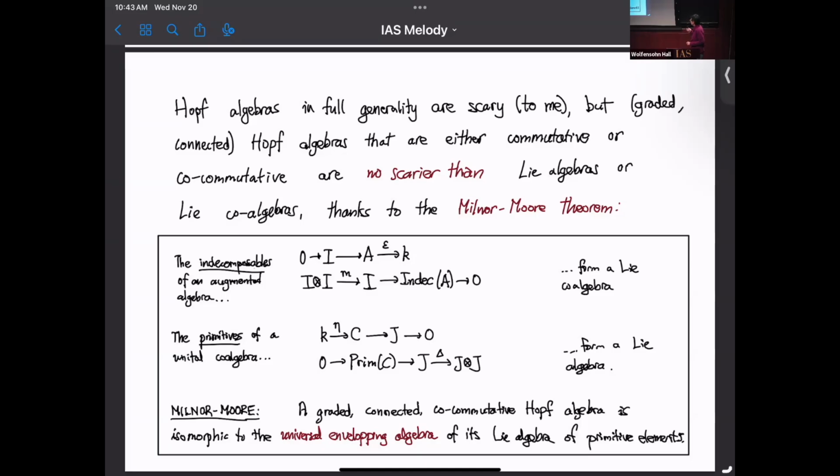Sorry, co-respectively. And this is due to a structure theorem. So bear with me, this is part of my crash course. So the crash course is as follows.